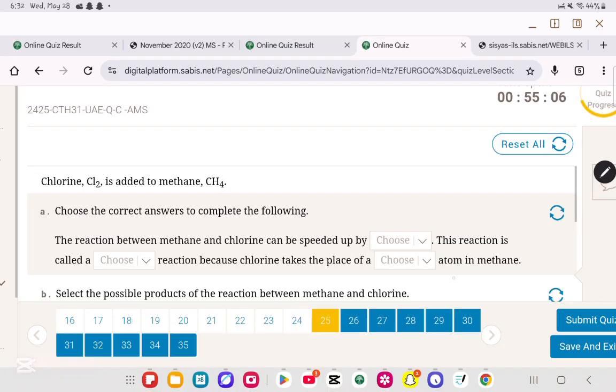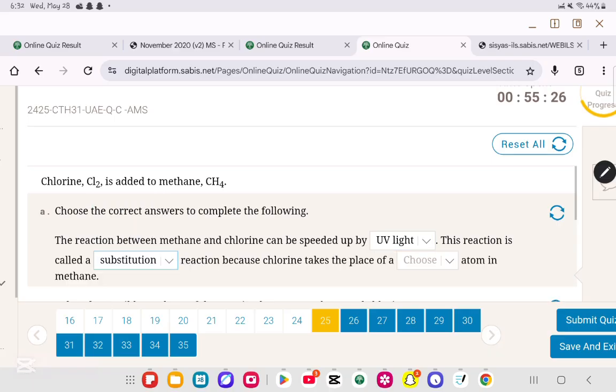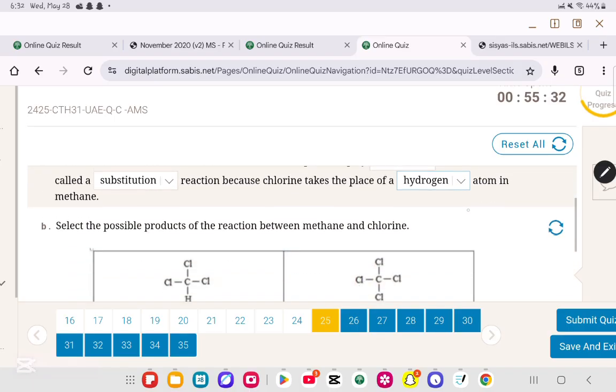They keep on getting longer. Okay. Choose the correct answers to complete the following. You are adding chlorine to methane. Methane is an alkane. Alkanes undergo a process known as substitution. So what is a catalyst for substitution? It is UV light. This reaction is called substitution because the chlorine will substitute a hydrogen, or it will take the place of a hydrogen atom.